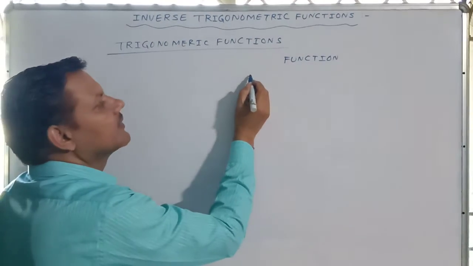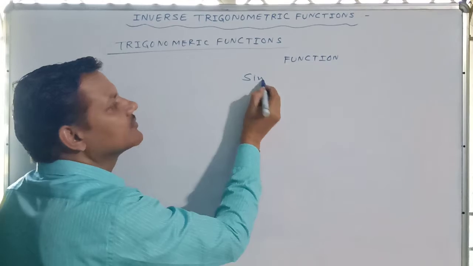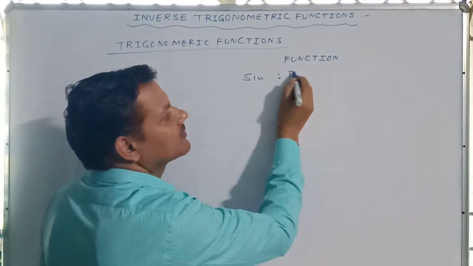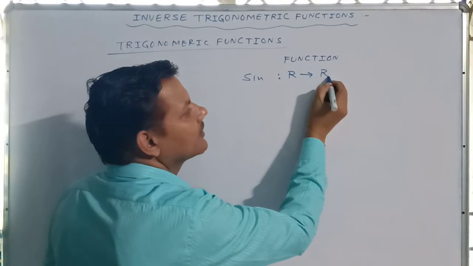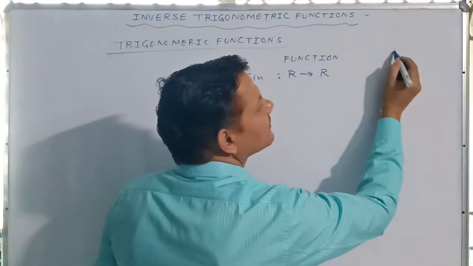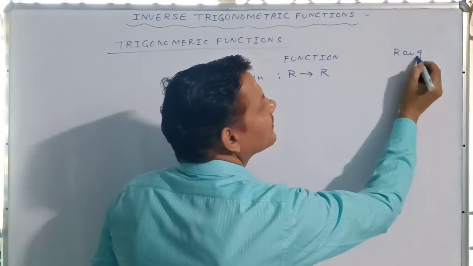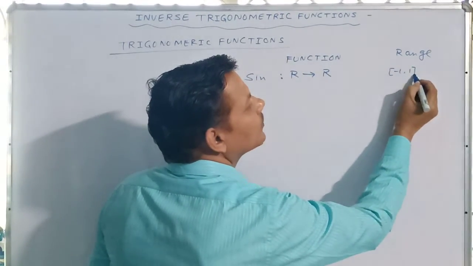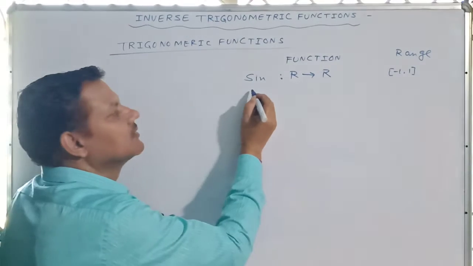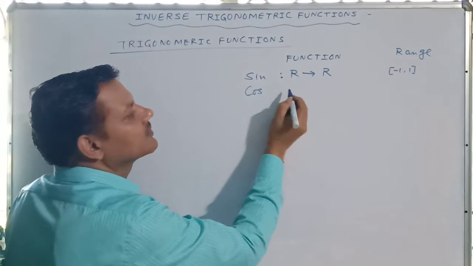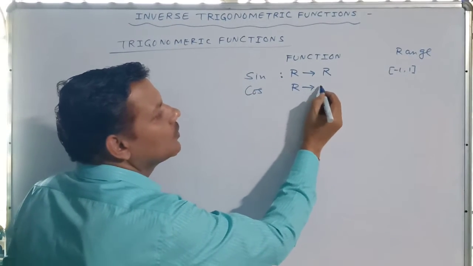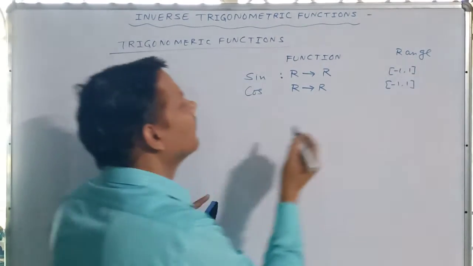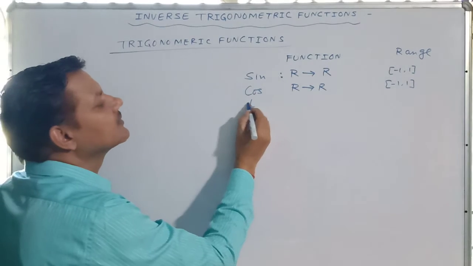First one is sine, and actually it is a function from the set of real numbers to the set of real numbers, and its range is the closed interval -1 to 1. Next function is the cosine function. Again it is R to R and its range is -1 to 1. Next one is tan.